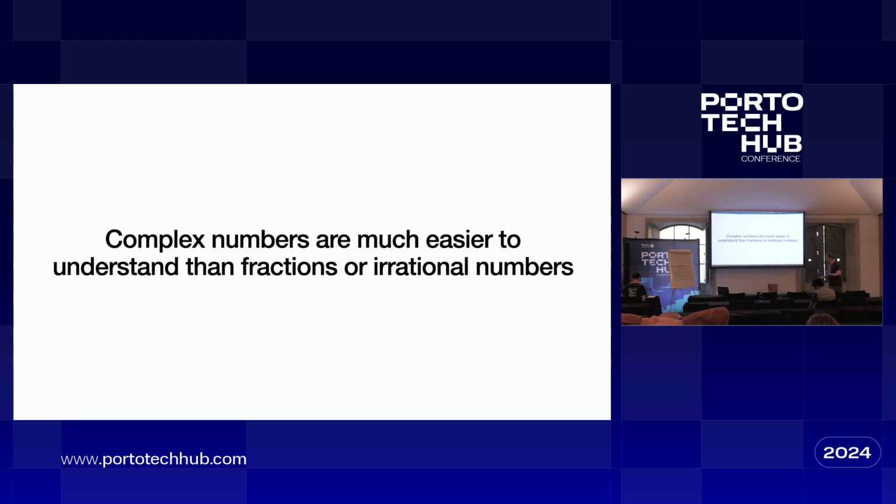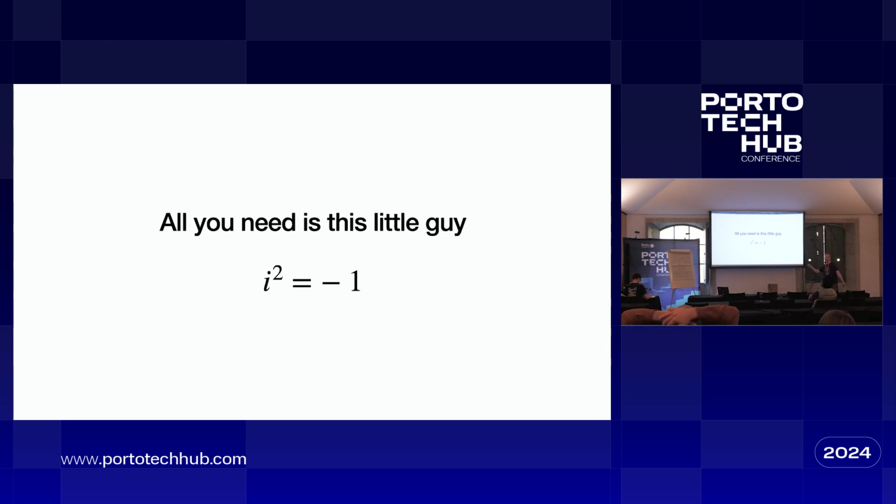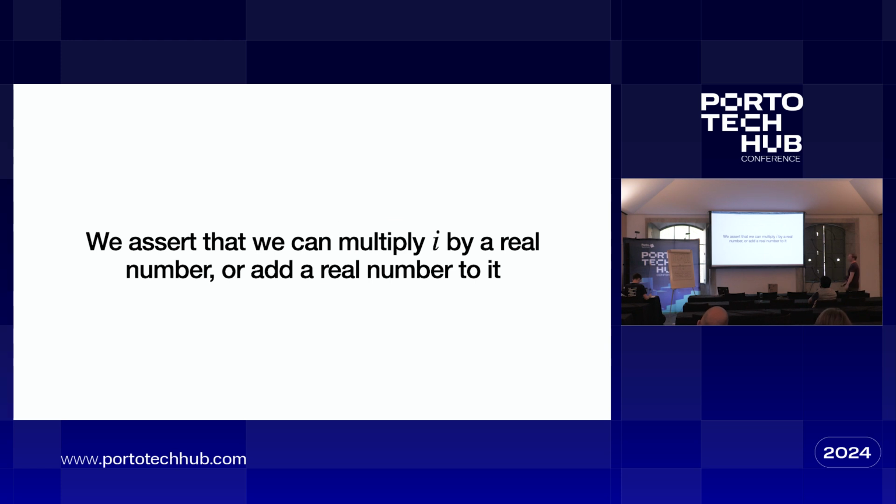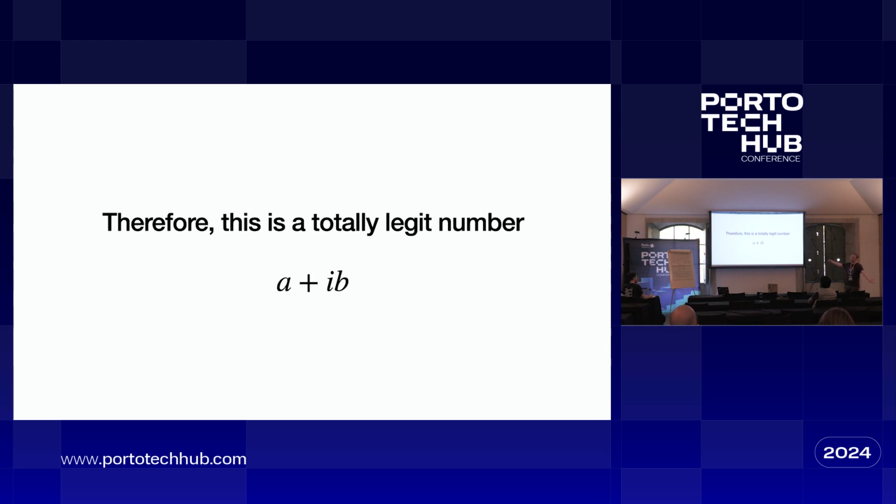Okay, so first of all, complex numbers are much easier to understand than rational numbers or irrational numbers. They're so much easier. All you need is this one dude, i, where i squared equals minus 1. It's the simplest definition you could possibly imagine. And we're just going to say that you can multiply i by a number, or you can add a number to it. And that means that a plus ib, where a and b are real, is a totally legit number. And amazingly, at this point, I'm done.